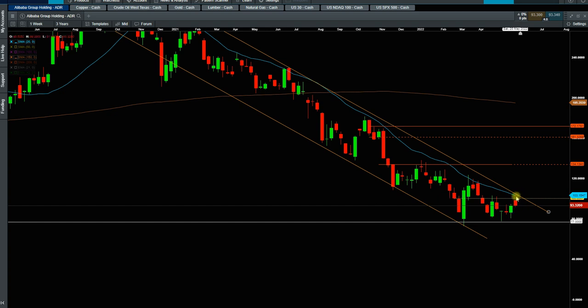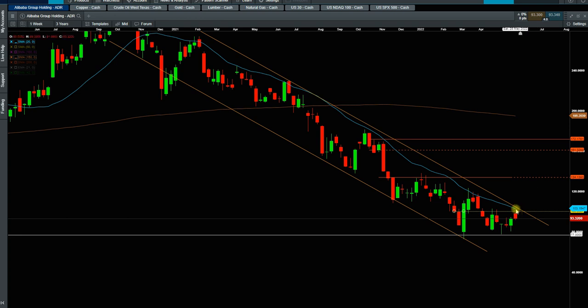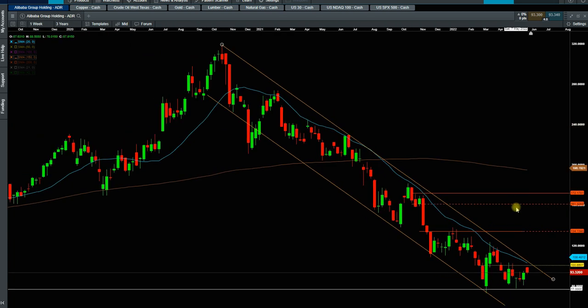But if it closes, especially this month, pay attention to the months of June and July, if it closes above this area, I would say the bear market is over for Alibaba. At least we can have a decent bounce to 134, or maximum target 161 to 172, at least if it breaks through this trend line.